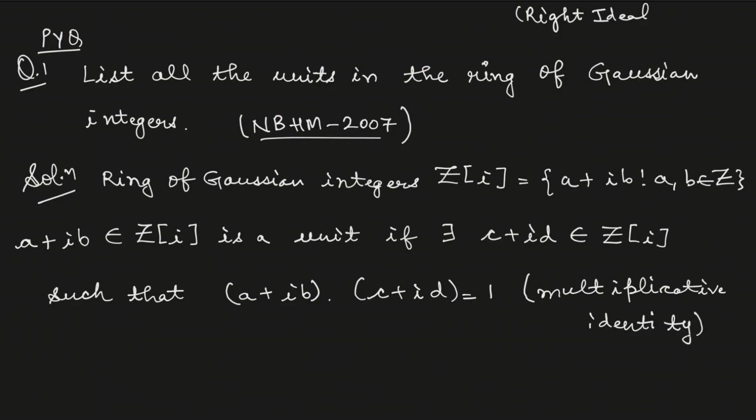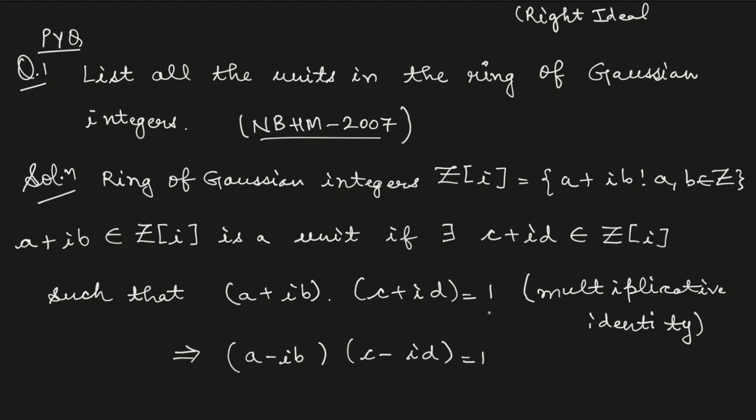ठीक है. So अब इसको सॉल्व करने के लिए क्या कर सकते हैं? We can take its conjugate. So the conjugate will be A minus iota B, C minus iota D equal to 1.